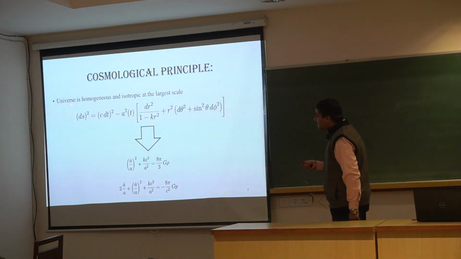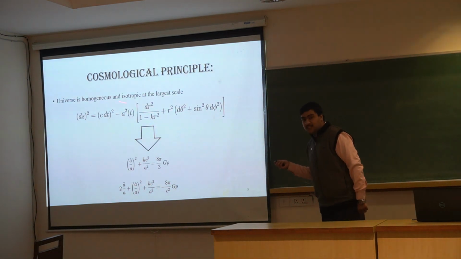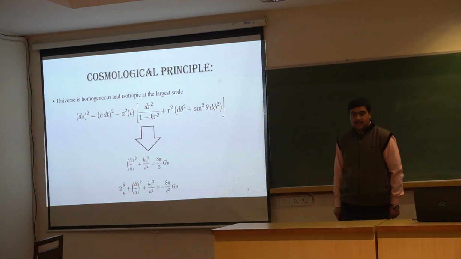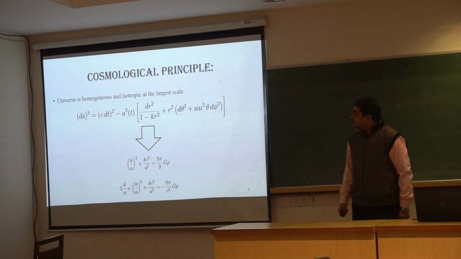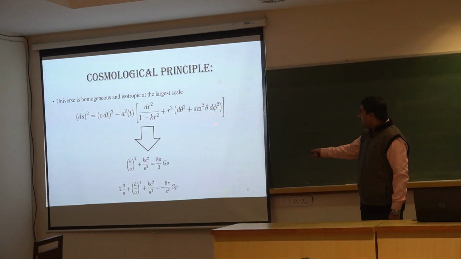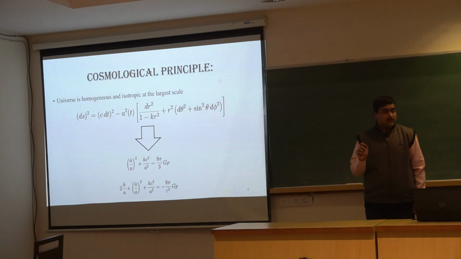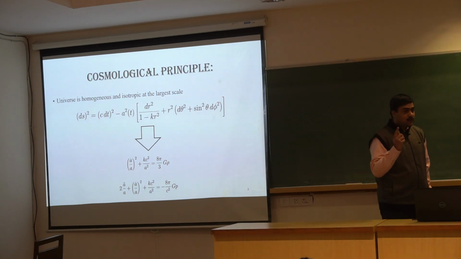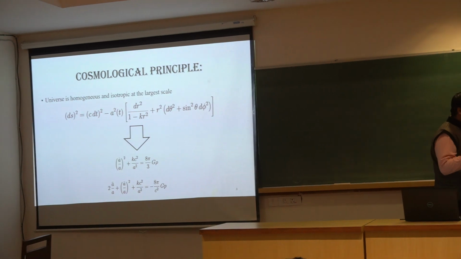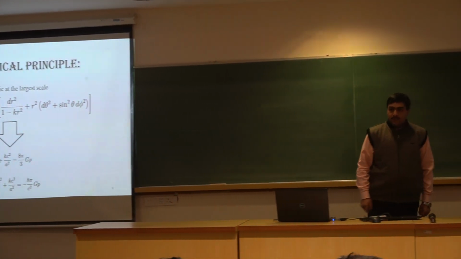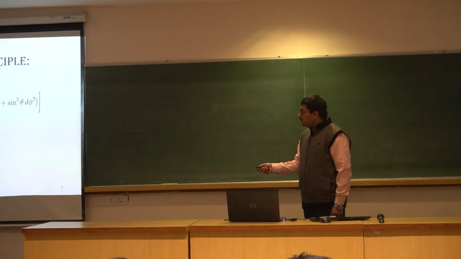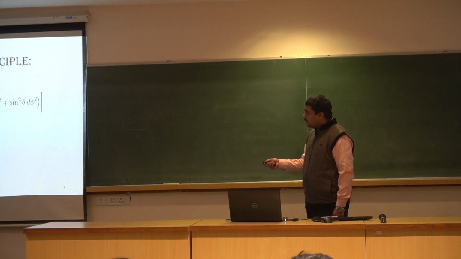Einstein first stated that the universe is homogeneous and isotropic at the largest scale. This assumption gave us the famous FLRW metric. FLRW stands for four scientists: Friedman, Lemaitre, Robertson, and Walker. All four of them contributed in some parts to deriving this metric.